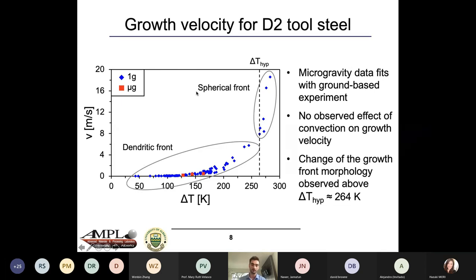Studying this kind of growth velocity is really important for the material field, because the velocity of the solidification front will change the microstructure of your material. Ultimately, the microstructure will influence the properties of the material, such as hardness, toughness, or strength. So by knowing how the solidification is happening, under which conditions, we can try to optimize the properties of our material for the use we're going to have for it.